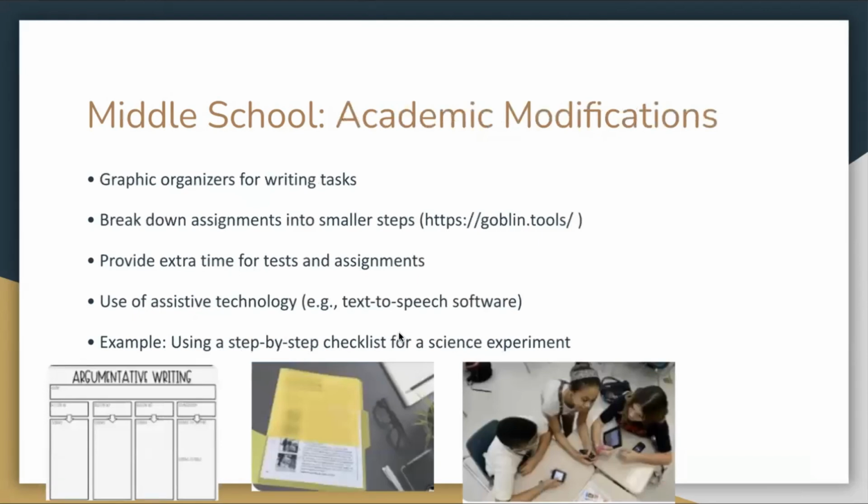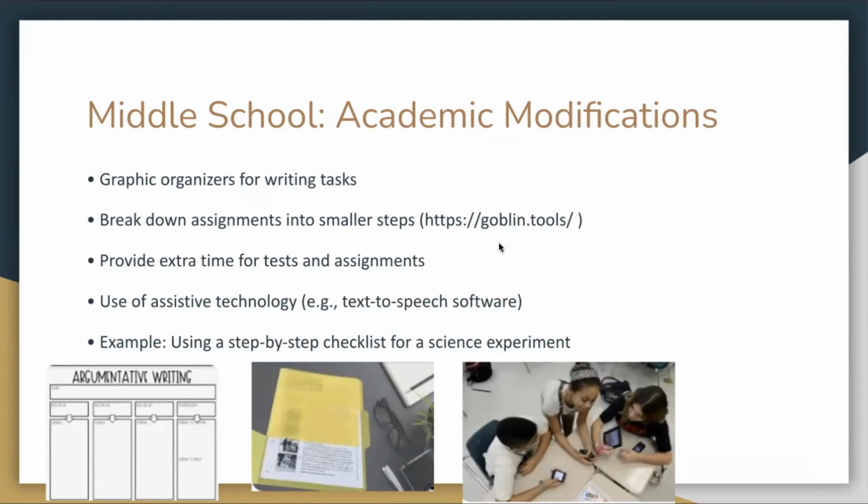So in academic modifications, as we move through the upper grades, we get a little bit more academic heavy. There's things for writing tasks, graphic organizers. And when I think about that, that is visually breaking down words in a way that it's easier to understand. But that is a great tool in writing tasks, graphic organizers. Organize your characters here, actions here. You can organize them in many different ways.